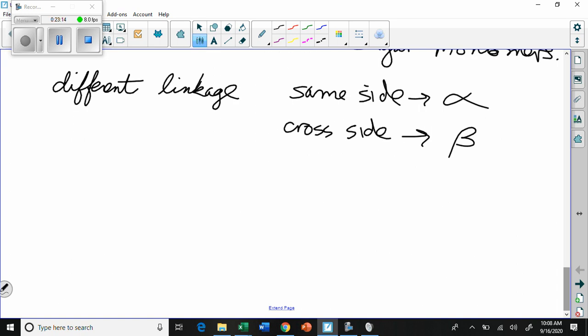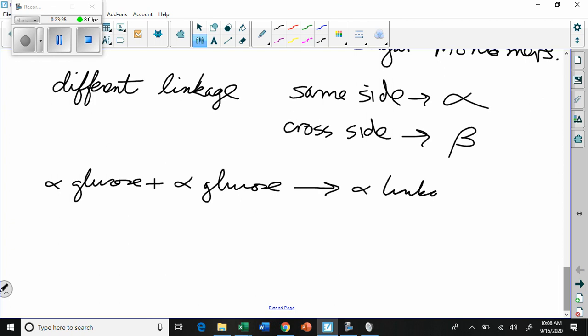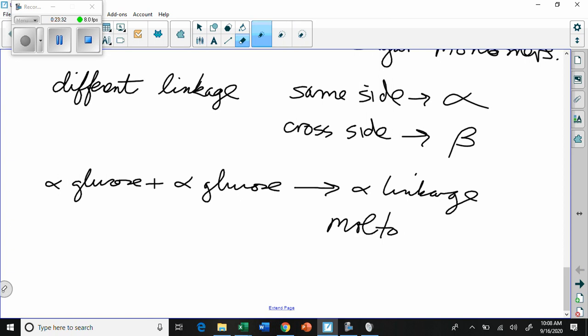The example we had was an alpha glucose plus another alpha glucose, and it produces an alpha linkage between the two, and that was called the sugar maltose.